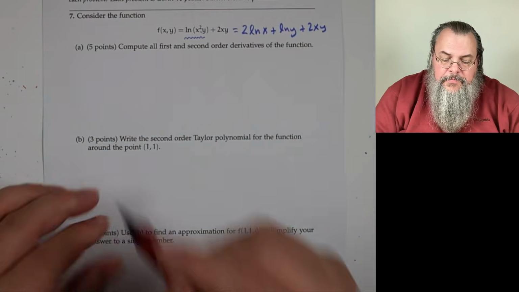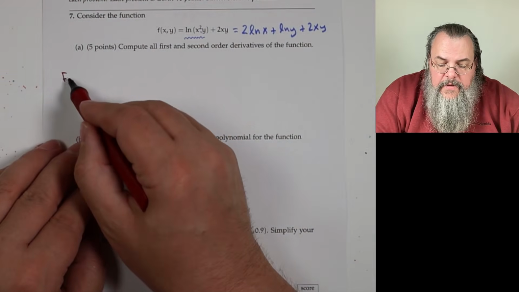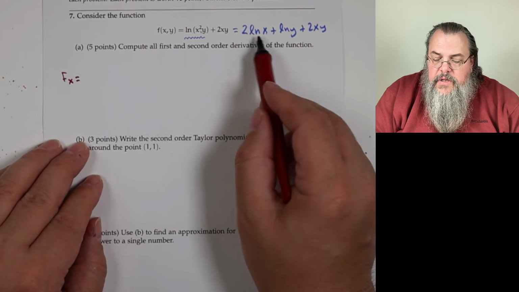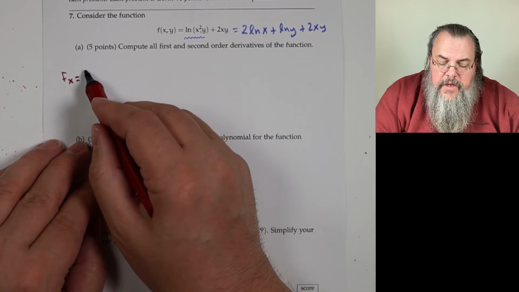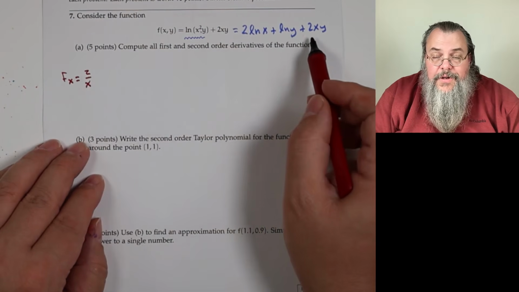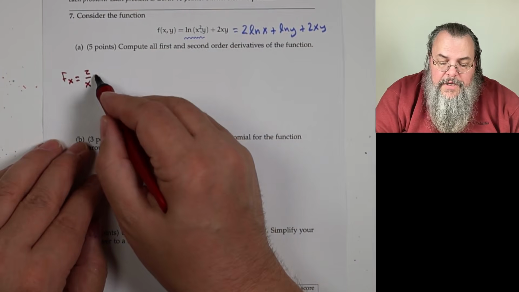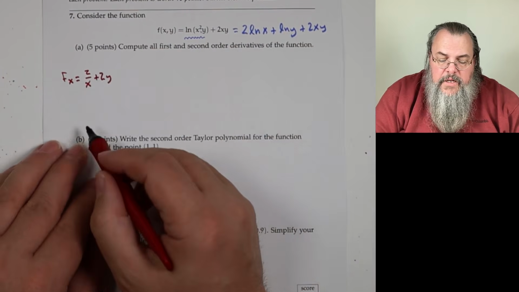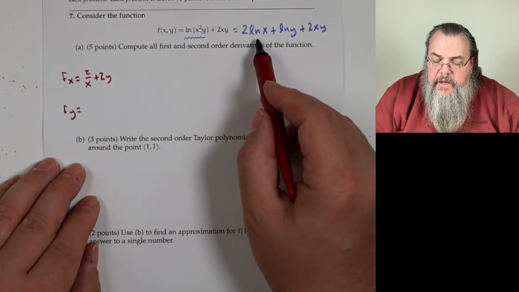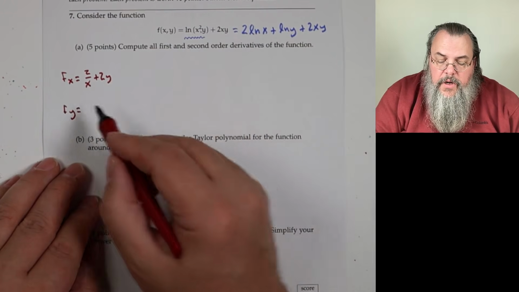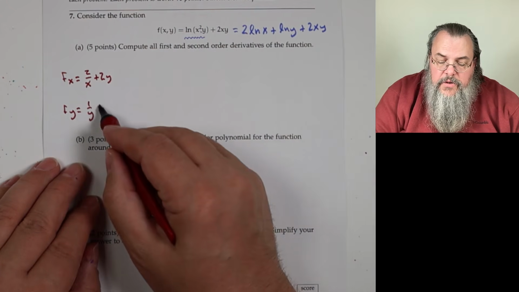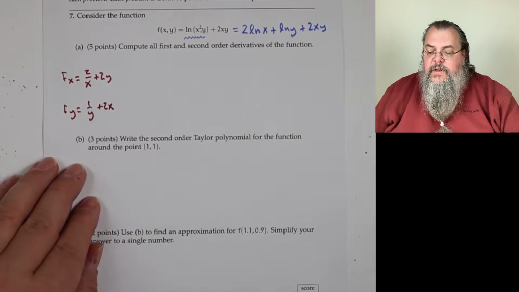Okay, so here we go. We have f sub x. So derivative: 2 times derivative of log x, which is 1 over x. So that's 2 over x. Derivative of log y, 0. Derivative of 2xy, 2y. All right, f sub y. Okay, log x, that's 0. Derivative of log y, 1 over y. And derivative of 2xy with respect to y, 2x. All right, good.